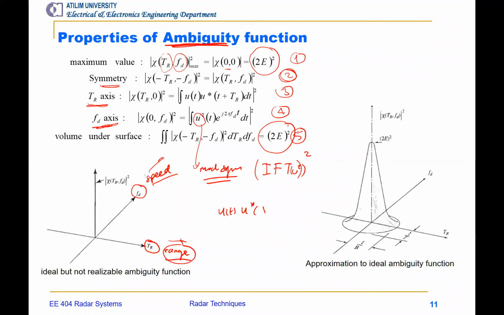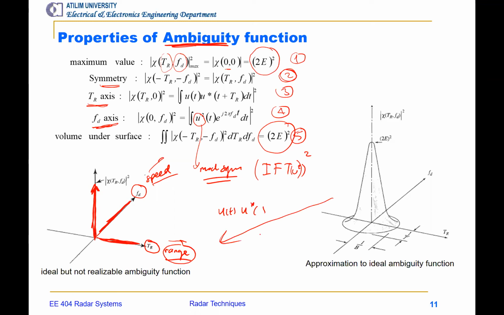Okay, so in order to get unambiguous range and speed, we expect that the ambiguity function becomes a Dirac delta. Which means that there is no ambiguity over the speed and no ambiguity over the range. This is theoretical, of course. There is nothing like this.